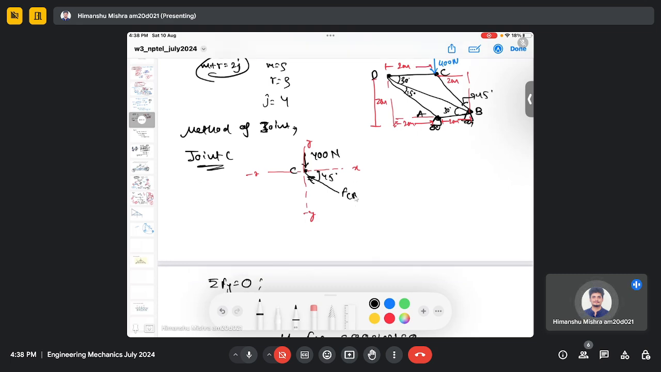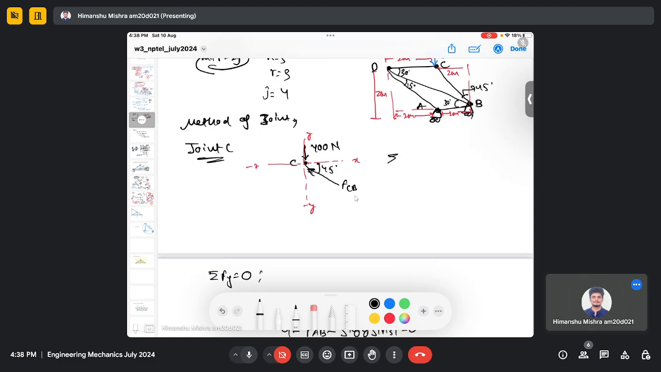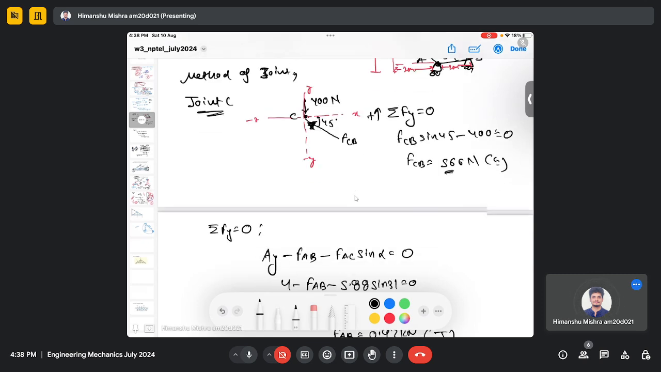Then we do the usual exercise. We define the upward force as positive, and if I sum the forces in the vertical direction and equate it to 0, then I will have force CB sine 45 minus 400 equal to 0. So force CB will be 566 Newton. This is positive 566, which means the assumed direction is correct, and it is going towards the joint, which means it's a compressive force.